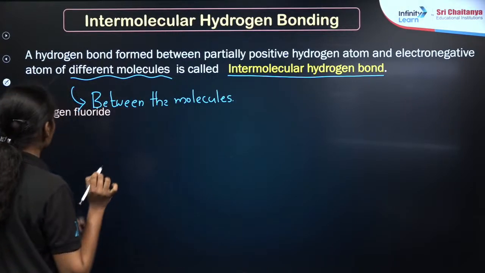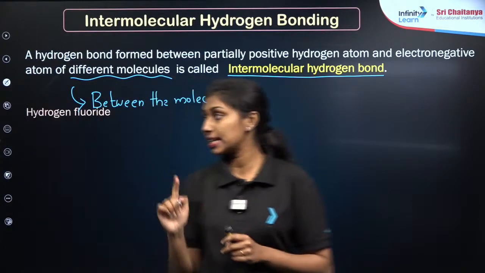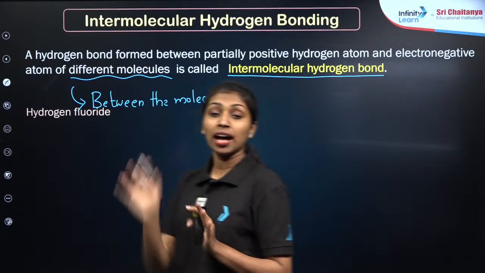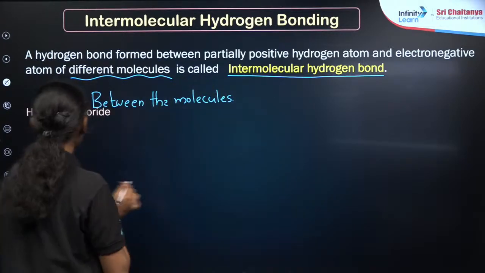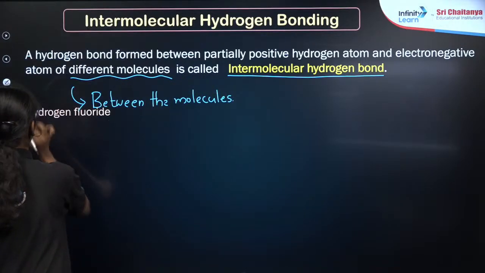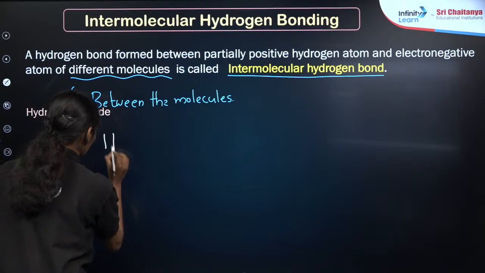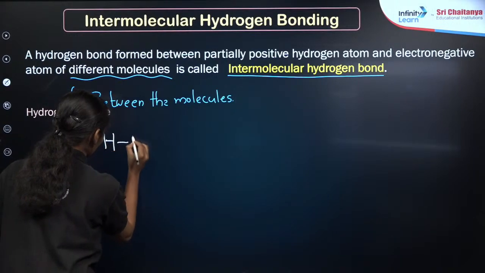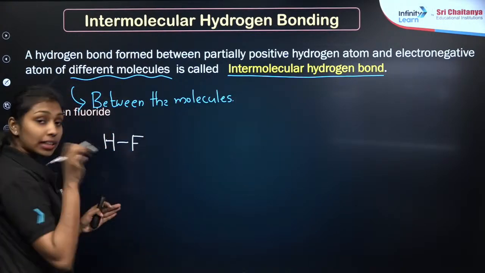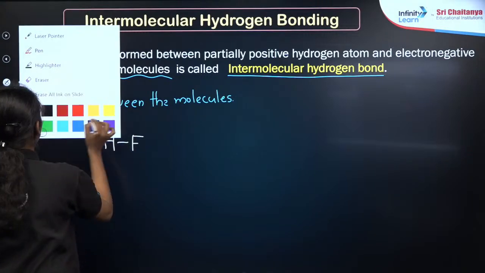Then what are the examples? The first example I have taken here is hydrogen fluoride, which means hydrogen is bonded to a fluorine atom, right? So this will be our hydrogen and it is covalently bonded to a fluorine atom. Now if I am taking another molecule of HF, right? Another molecule of HF.